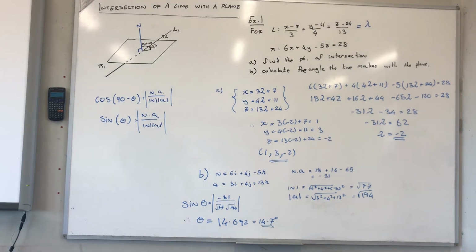So there, part B. First thing I did was read off the normal to the plane, which is just the coefficients of x, y, and z. So I got 6i plus 4j minus 5k. I then read off the vector going through the line, which is the denominators of the symmetric form. So I've got 3i plus 4j plus 13k.